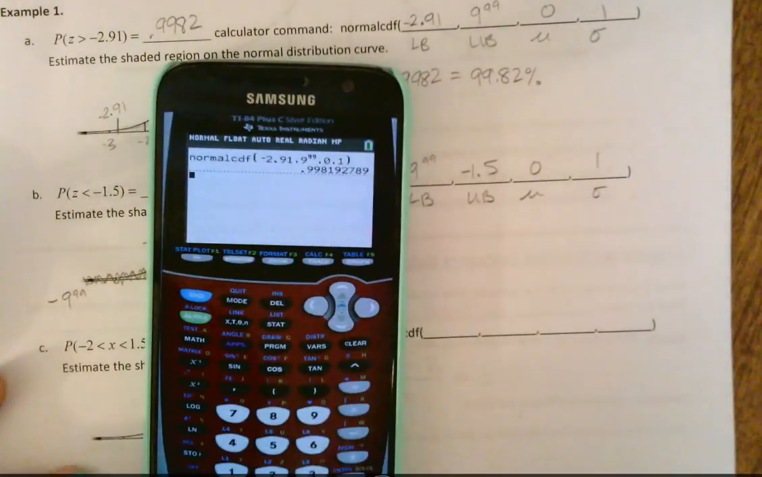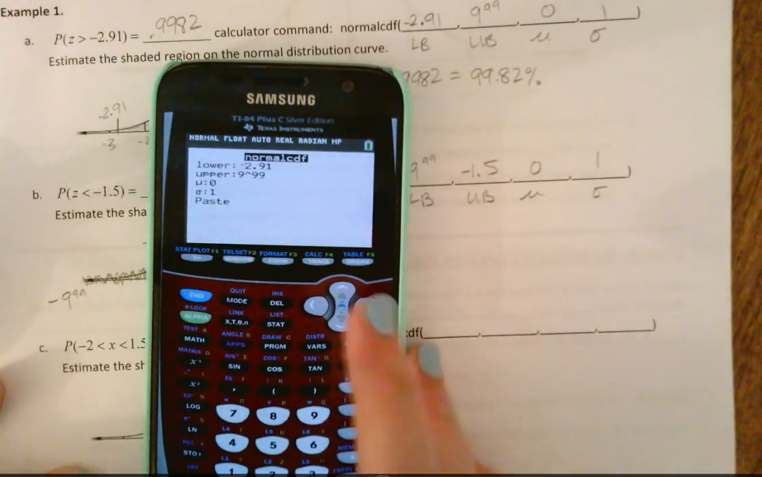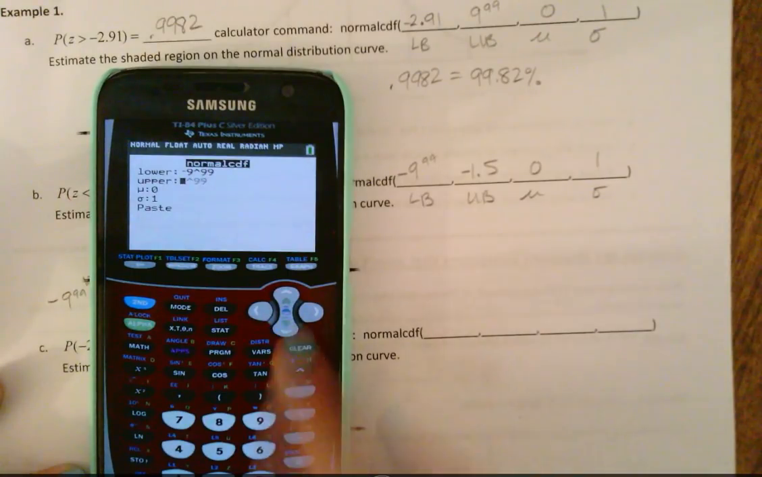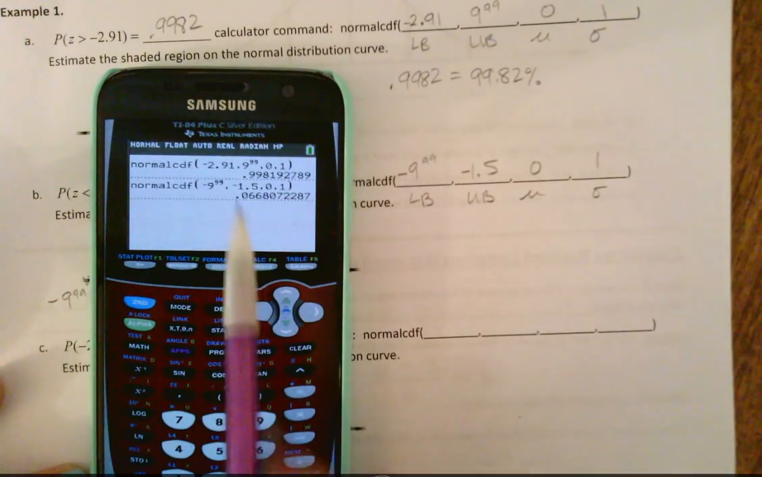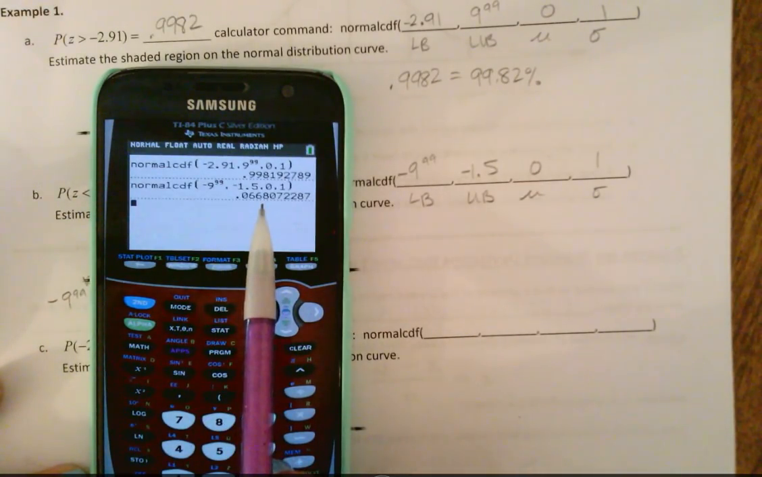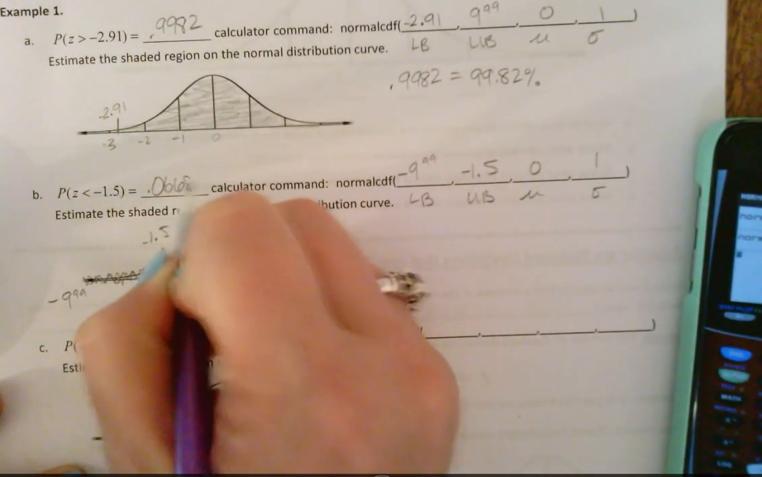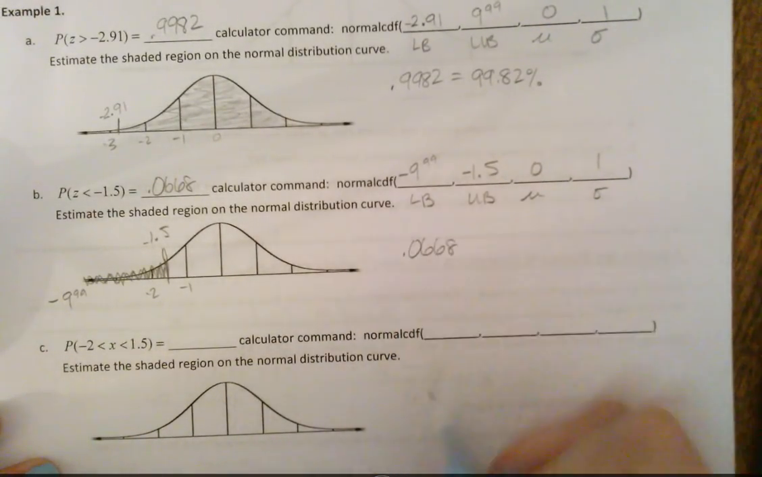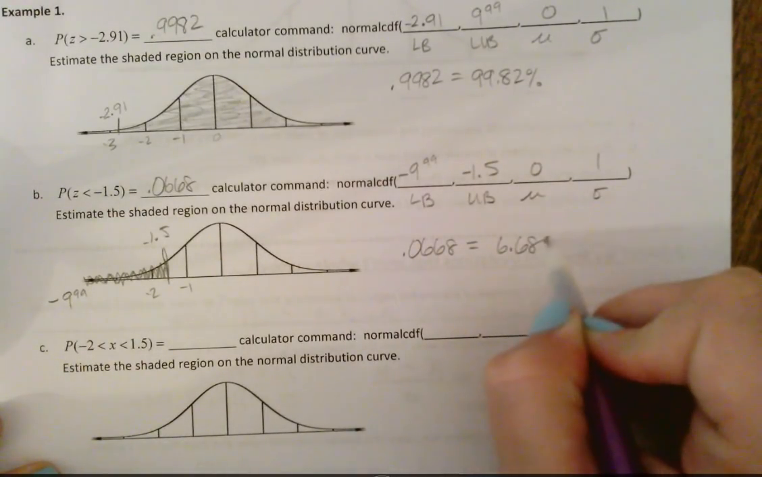All right, type it in. Lower boundary this time is -9 to the 99. Our upper boundary is now -1.5. Keep the rest the same. Enter. 0.0668 probability. So to have a probability of 0.0668, that's the same thing as saying 6.68%.